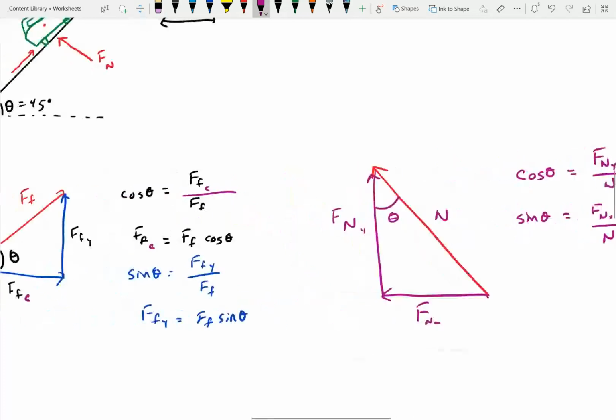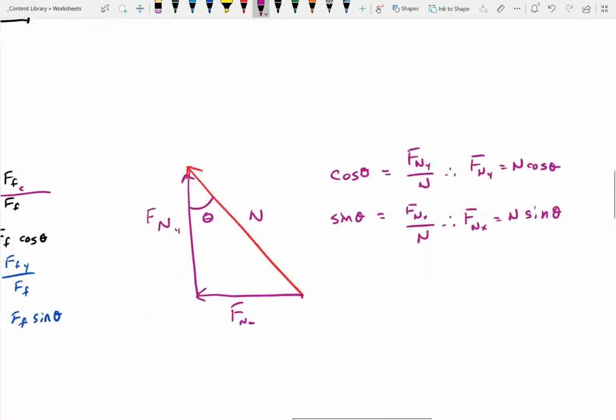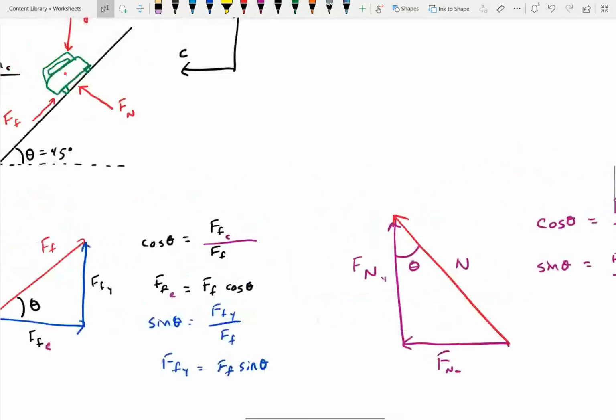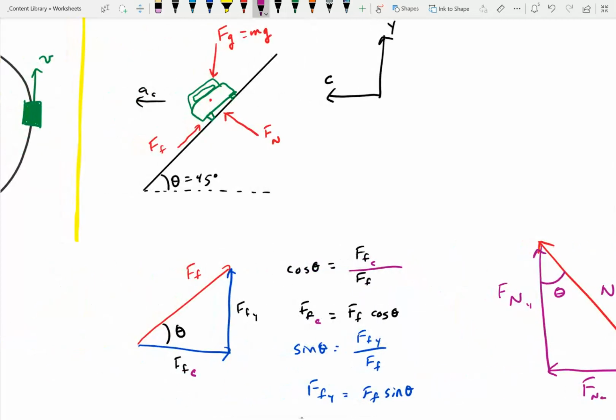Now, my arrows have directions. Notice force normal c, I think, yes, I used x again instead of c, is pointing the same direction as my c was in my direction. So that's a positive and a positive for the y. So the normal was positive in both. The friction was going opposite the center, so it's negative in the x, but positive in the y.